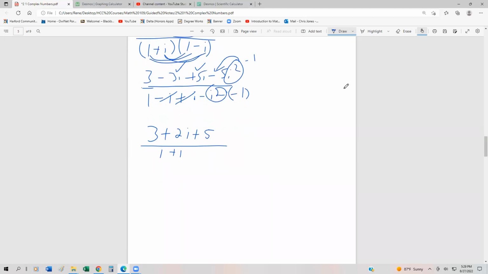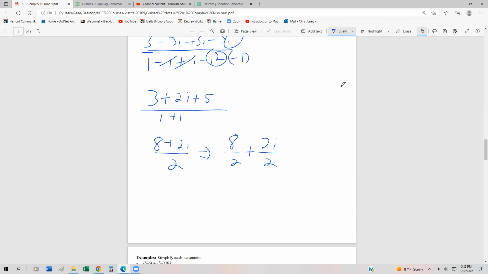And so one way to simplify this would be (8 + 2i) divided by 2. Of course, we want to write it in the form a + bi, so this would be 8/2 + 2i/2. And then finally, the most simplistic that we can make this is going to be 4 + 1i, or 4 + i, by dividing those out.